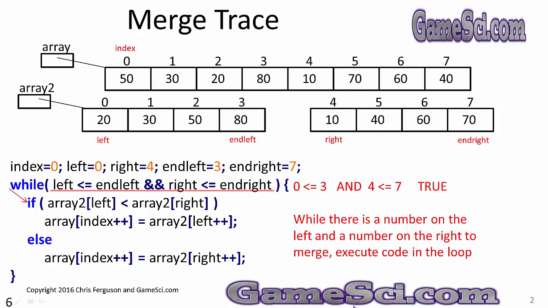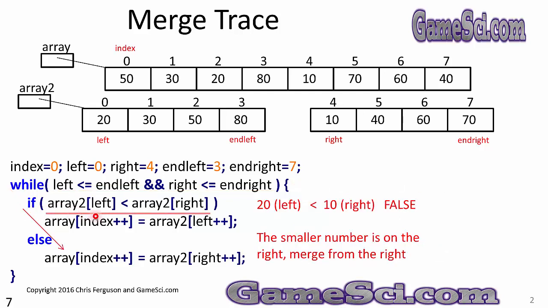Let's jump into the code. While left is less than or equal to end left, and right is less than or equal to end right. Well, this is 0 less than or equal to 3 and 4 less than or equal to 7. That is very much a true statement. While there is a number on the left and a number on the right to merge, execute the code in the loop. And that's what this arrow is saying. When this is true, I will go in and do this if else.